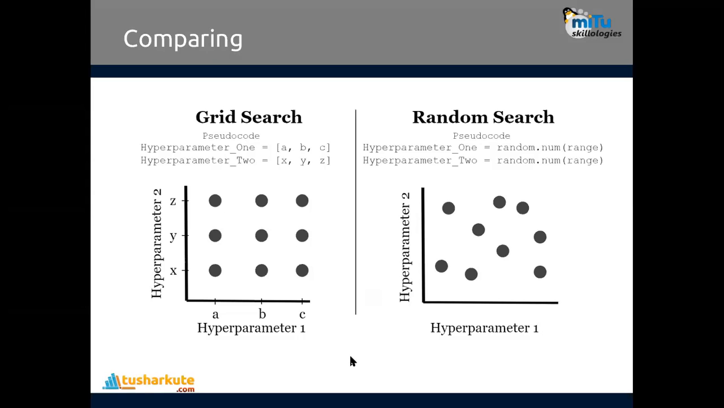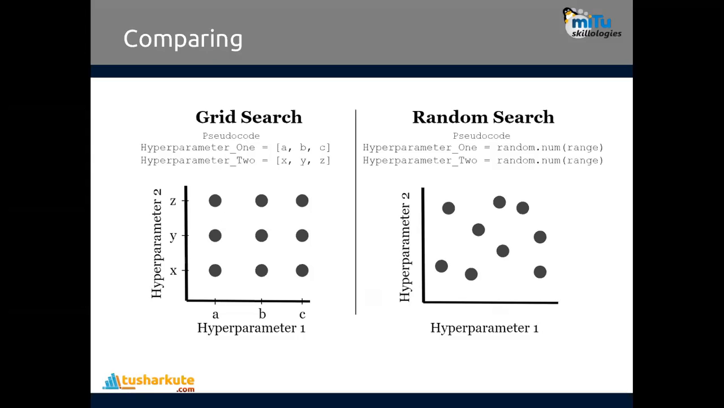Hyperparameter 1 and hyperparameter 2 are taken. So which one to take? AX, AY, or AZ, or BX, BY, BZ, or CX, CY, CZ. That way a grid is created, and accordingly the matching values will be taken one by one. So nine possibilities are present over here.